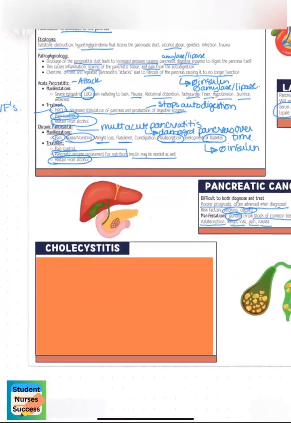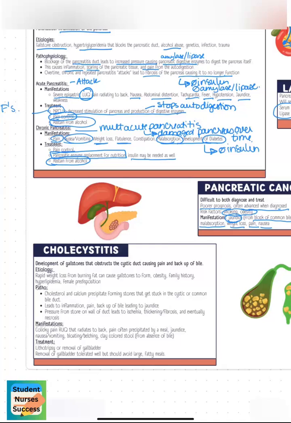All right, and let's finish off here with cholecystitis, which we know is gallbladder disease.